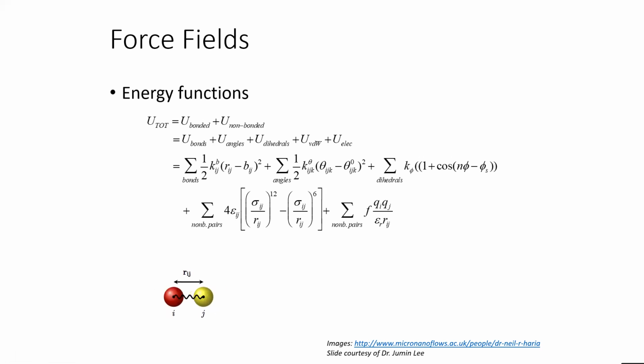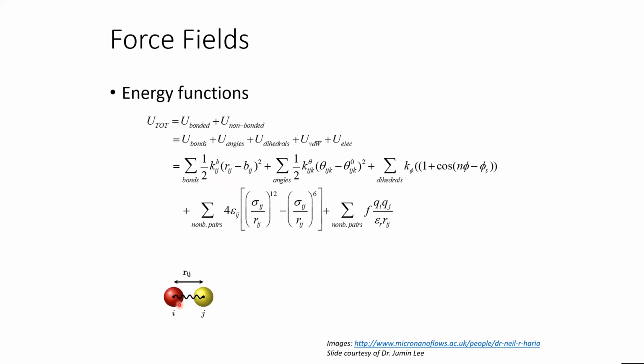Bond energy. So bond energy looks like this. This is using this term right here in the expanded equation. So if any of you have done engineering, you might recognize this as the expression for a harmonic oscillator. But basically what that means is that we pretend that a bond between two atoms is just an idealized spring.